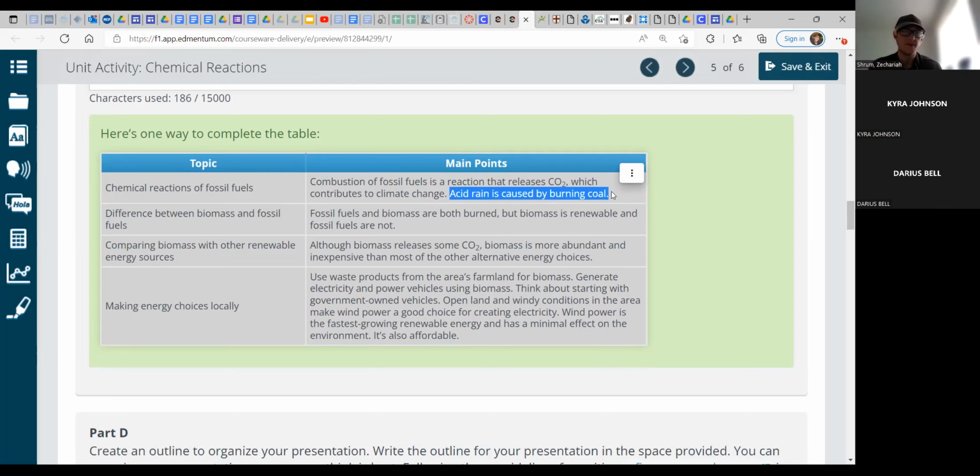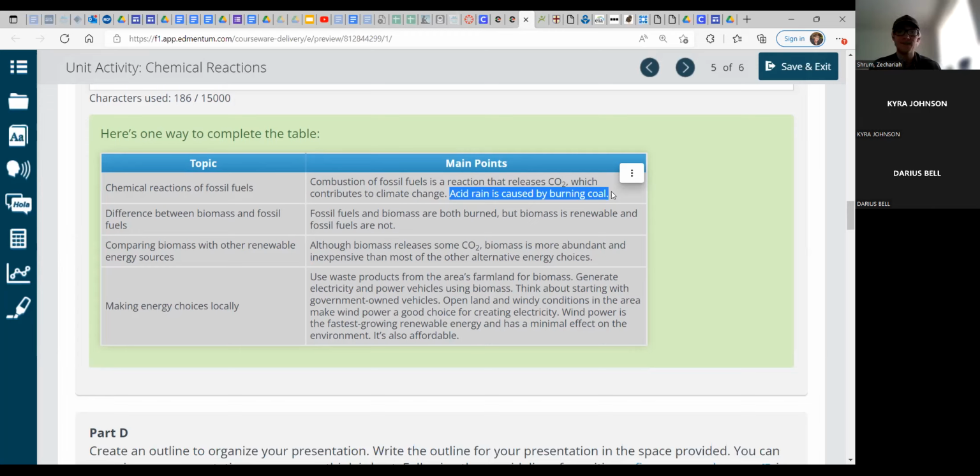A main point for the difference between biomass and fossil fuels. They're both burned and combustion takes place, but biomass is renewable while fossil fuels are not. That's the key difference between biomass and the fossil fuels.